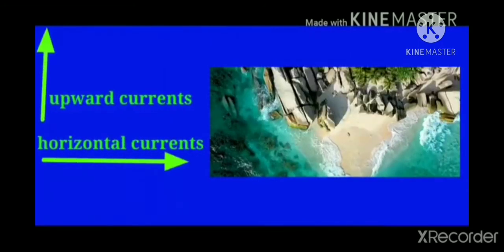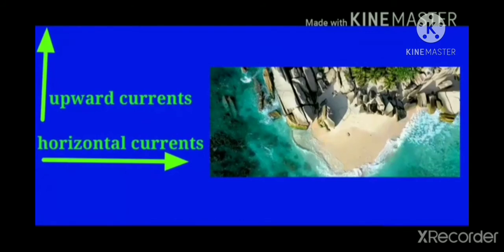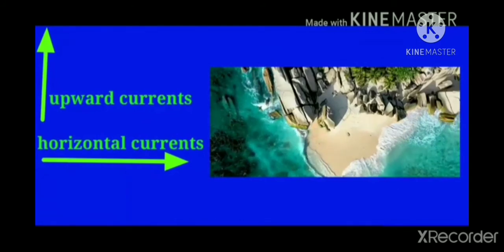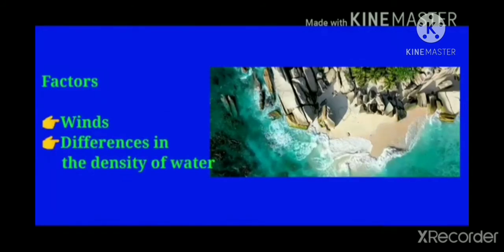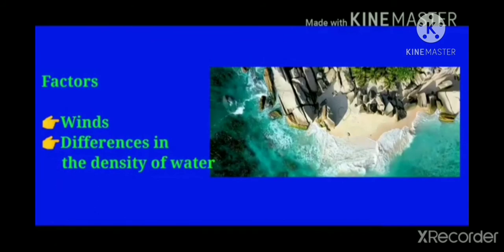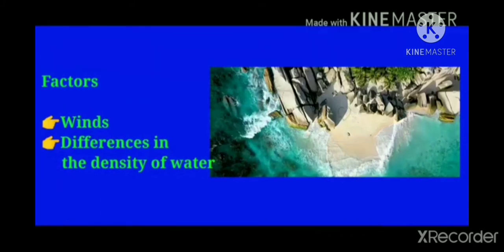In nature, the conditions are slightly different. Due to the temperature differences, both upward and horizontal currents develop in the ocean. Besides the temperature difference, factors like winds and difference in the density of water also give rise to horizontal currents. These ocean currents flow from the equator to the polar region and from the polar region to the equator.